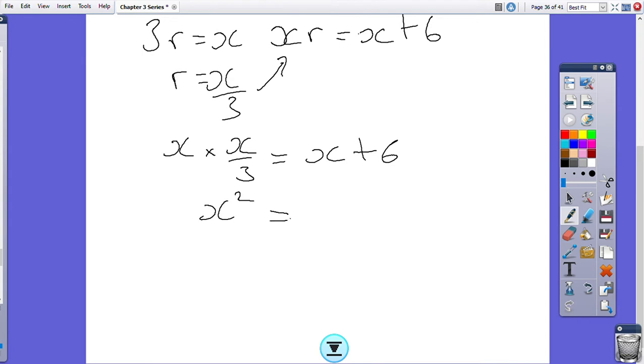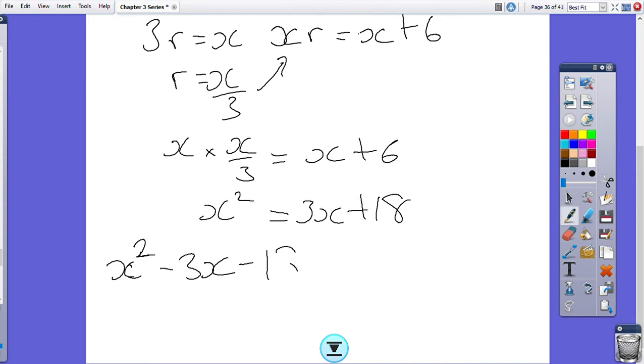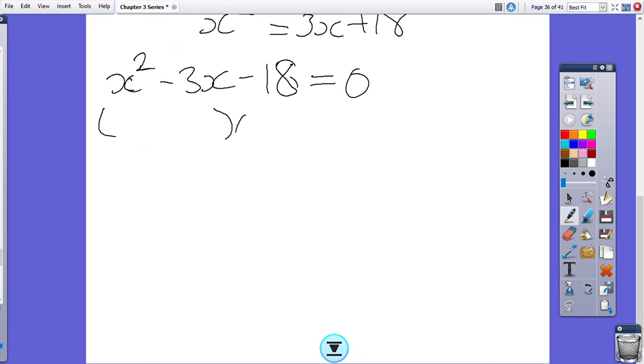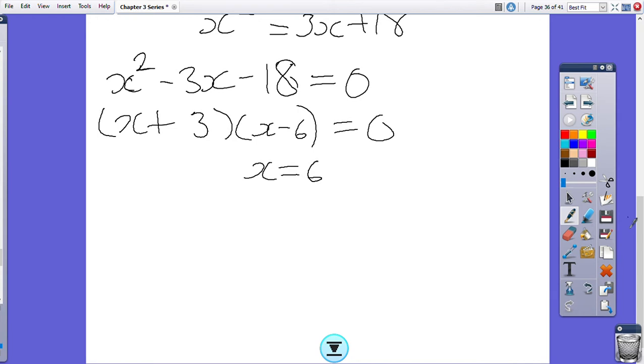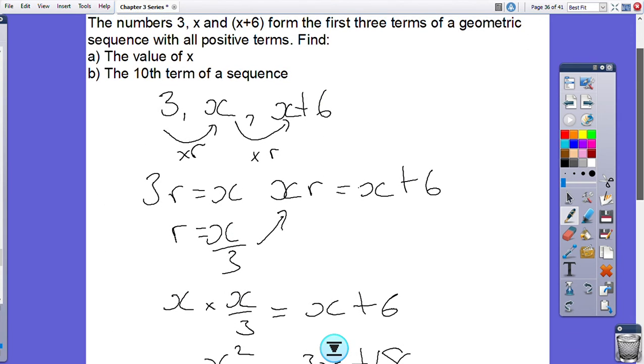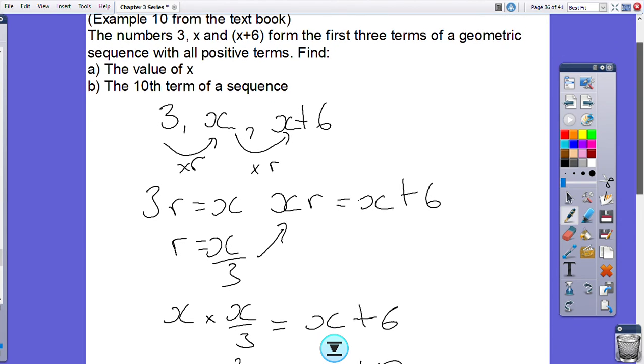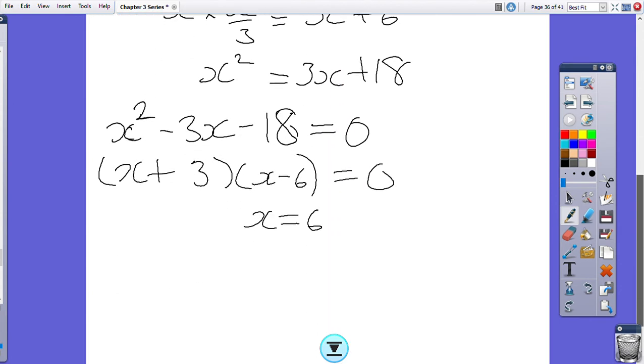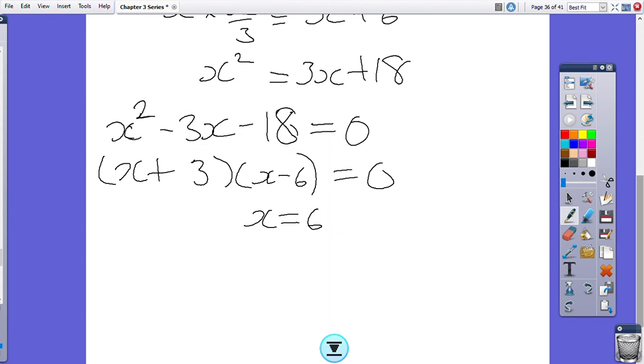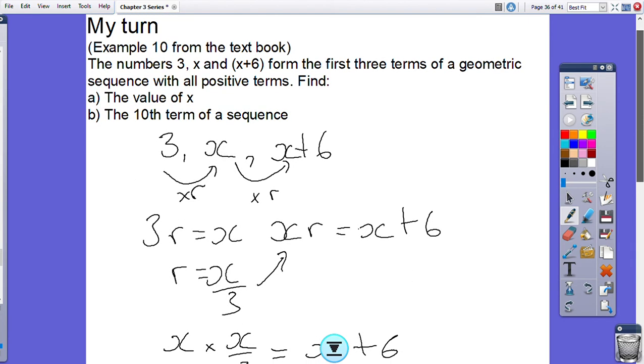So here you get x squared over 3. Now I'm going to bring that 3 up there, so I want to get 3x plus 18. So now we have x squared minus 3x minus 18 equal to 0. Factorising that out, you get x plus 3, x minus 6. So x equals 6. It does not equal minus 3 because back here we said the 3 terms were positive and x therefore must be positive. Now the question says, the value of x. Boom, done that.